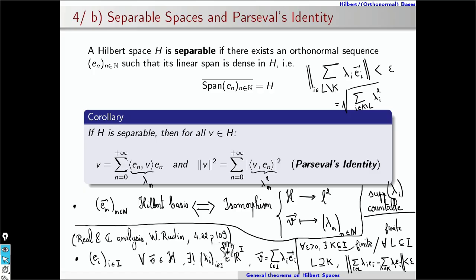So, chapter 4, page 109 in the French edition. But if the Hilbert space is not separable, then the Hilbert basis is not countable. So here is the definition of a sum over an uncountable family. For all epsilon strictly bigger than 0, there exists a finite family of indices, call it K, such that for all finite families L containing K, the sum over I in L minus the sum over I in K is smaller than epsilon.